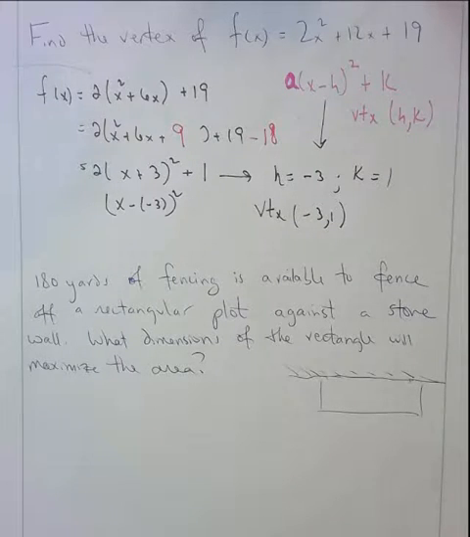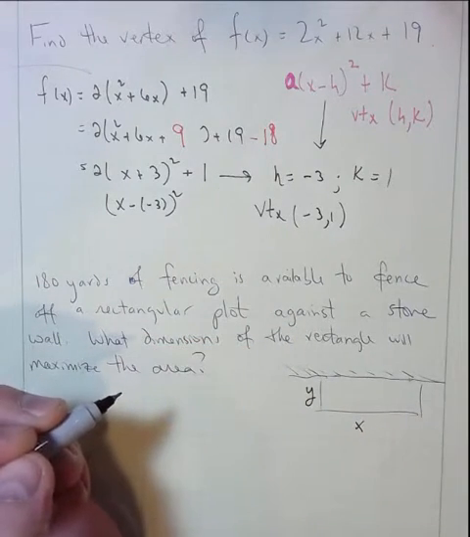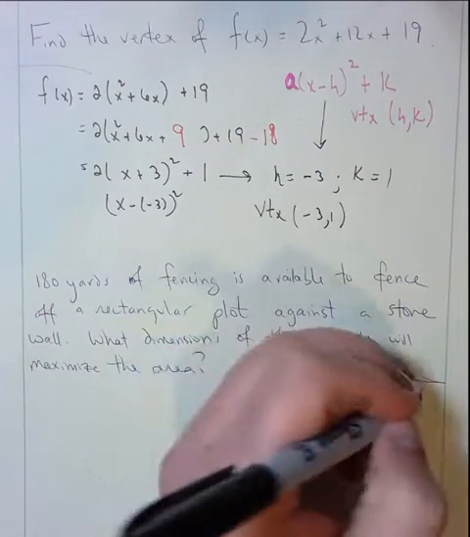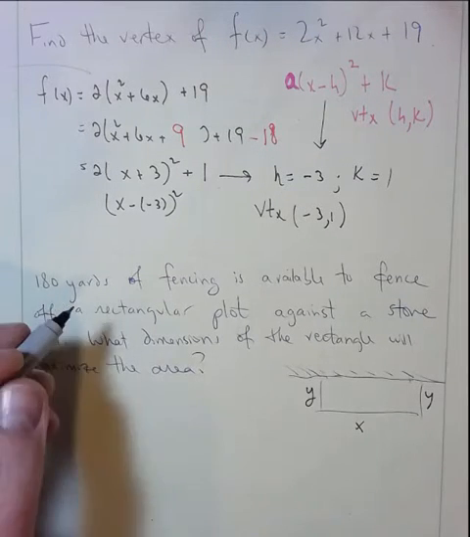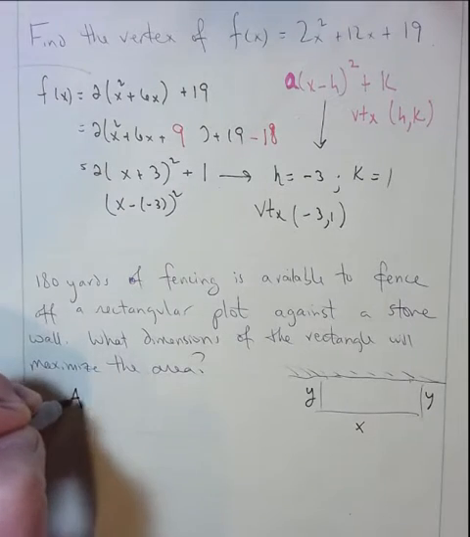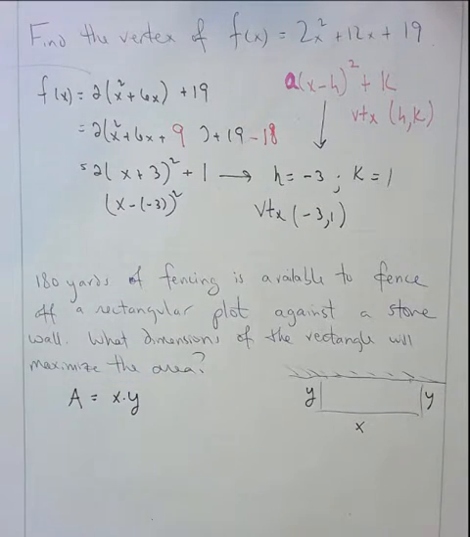Well, if we're talking about a rectangle and its dimensions, maybe we'd better put some letters on this thing. And let's call this x and call this y, because it's a rectangle and we don't know the length or the width. And if this side is y, then that side is y too. We're trying to maximize the area. Now, I don't know about you, but I can remember how to write down an expression for the area of a rectangle. Based on the numbers that we have, it's x times y.